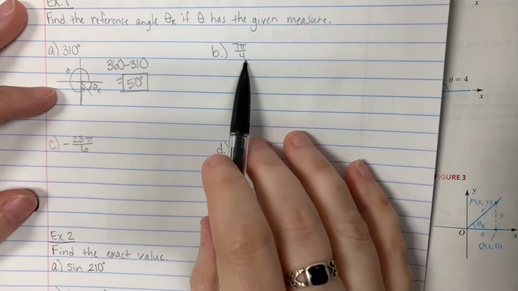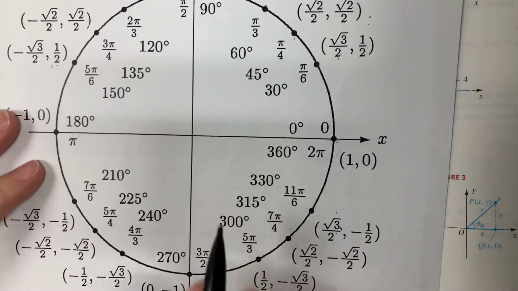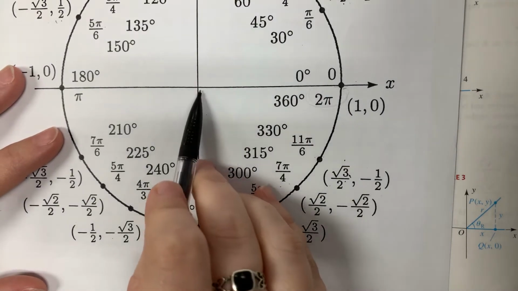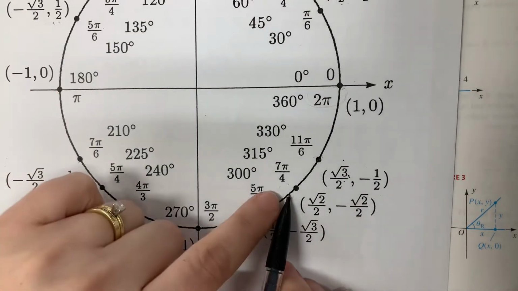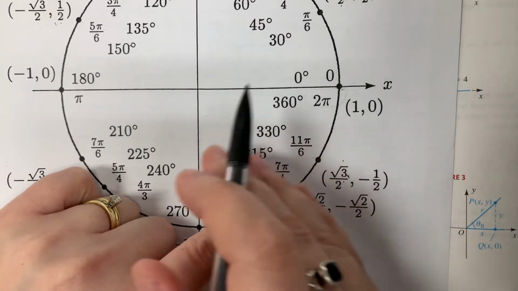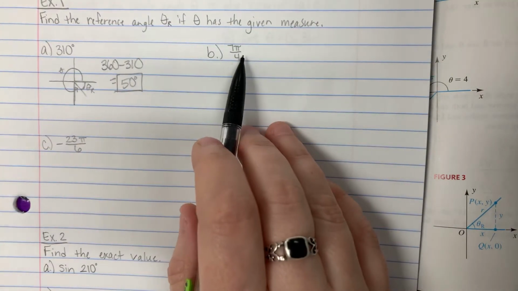Okay, this one also pretty easy. And again, let me show you on the unit circle how I could have figured that out. So I was talking about 310, right? So 315 is right here. 310 would be around in here. And so I just needed to find from there back up here, because that would be the acute angle back up to the x-axis. Okay, 7 pi over 4.